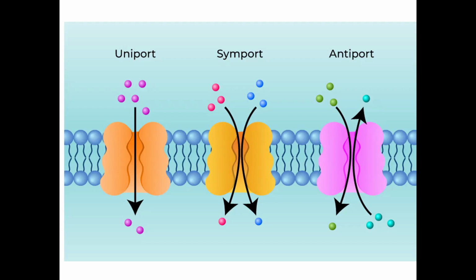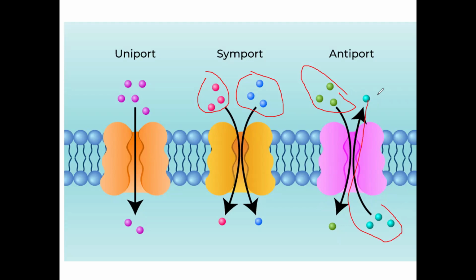For example, if you look at this, you see that the red and the blue ball are entering in the same direction. They are moving in the same direction. So that is Symport. But in the case of Antiport, the two molecules are moving simultaneously but in opposite directions. For example, look at these balls: this one is moving down, and this one is going up. That is, as this one is getting into the cell, this one is getting out of the cell. So these are the types of transport across the cell membrane.